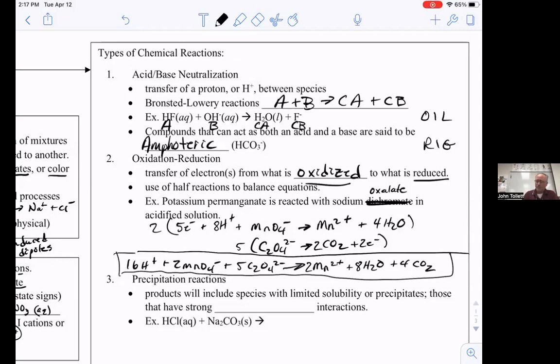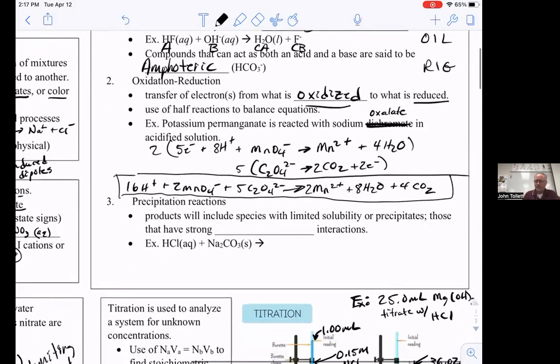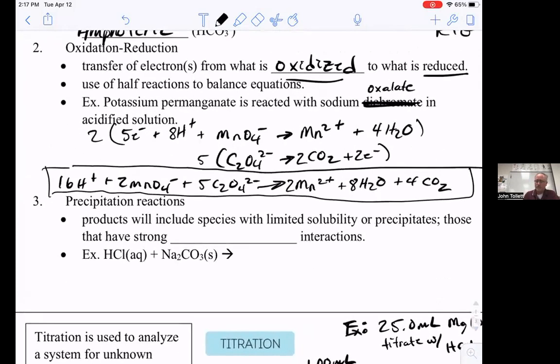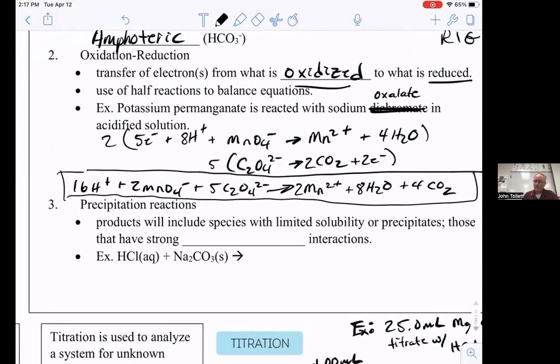For the last one in precipitation reactions, these are essentially double replacement reactions. You're looking for something producing mostly a precipitate, and it's going to be something that has limited solubility. So it could be a liquid or gas that's produced as well. In this case, I'm combining hydrochloric acid and sodium carbonate. My products here are going to be H2CO3, which is carbonic acid, and sodium chloride.